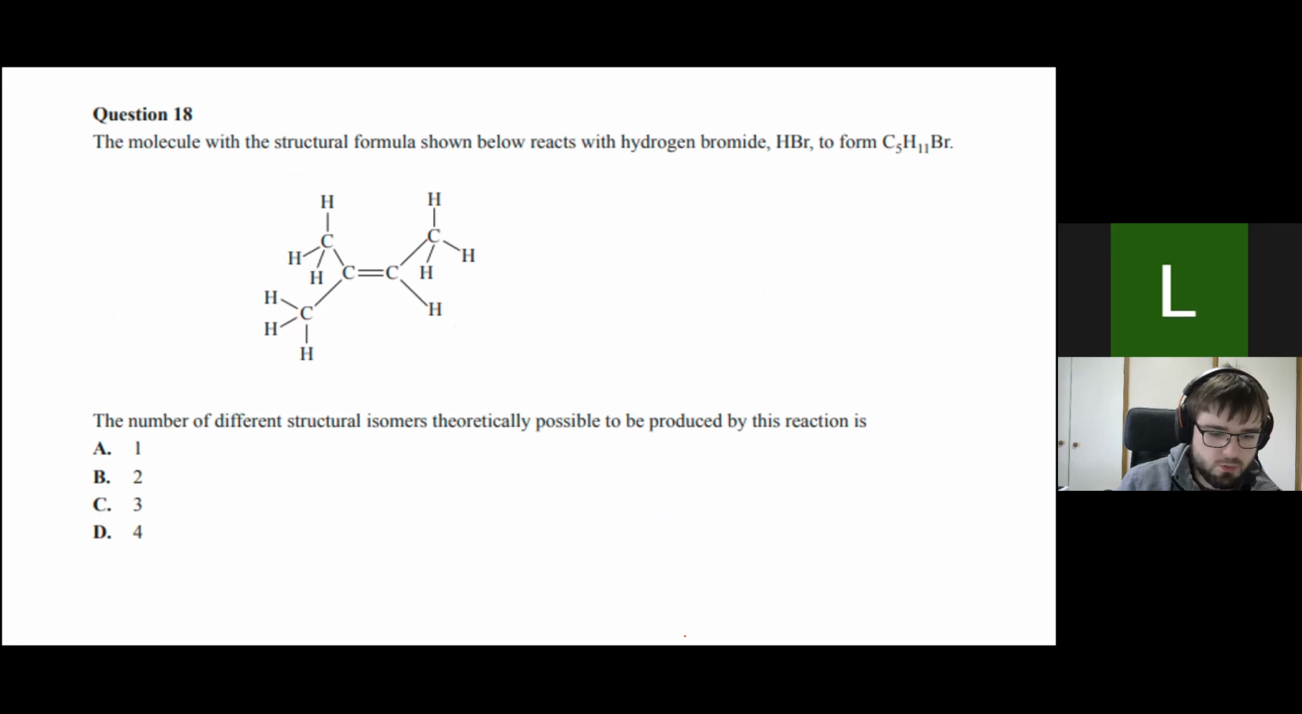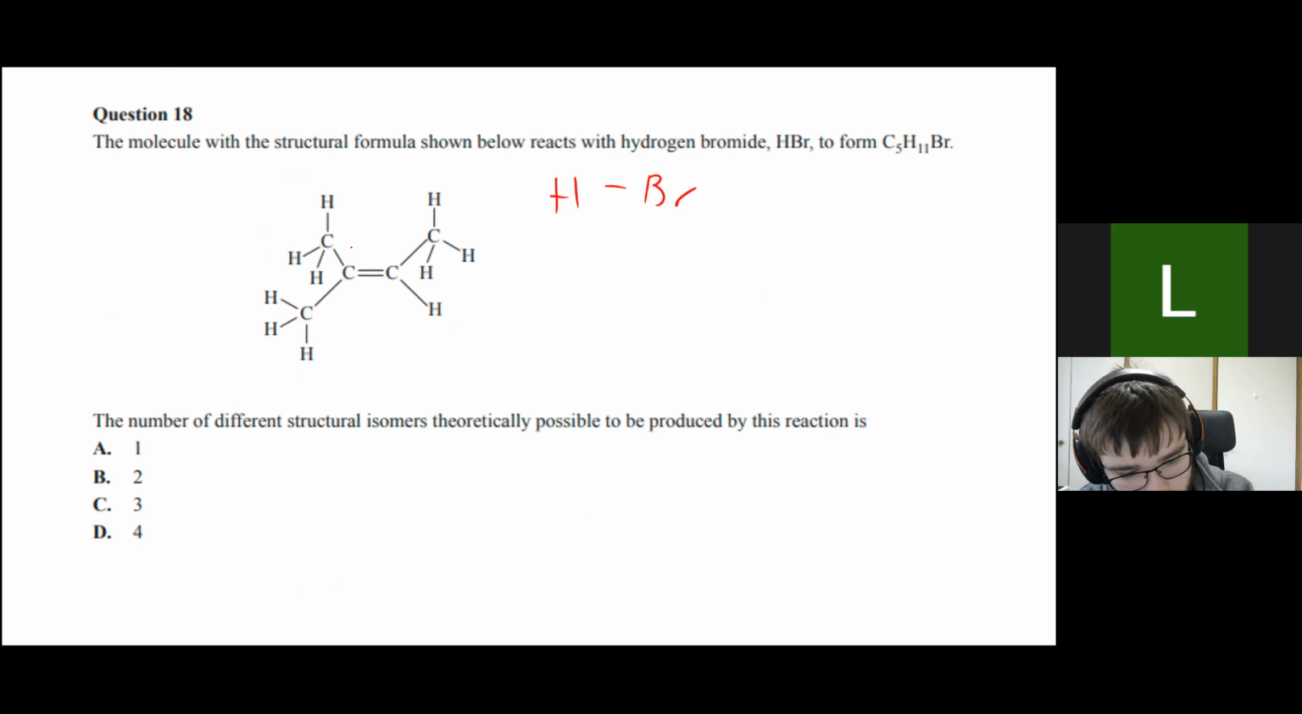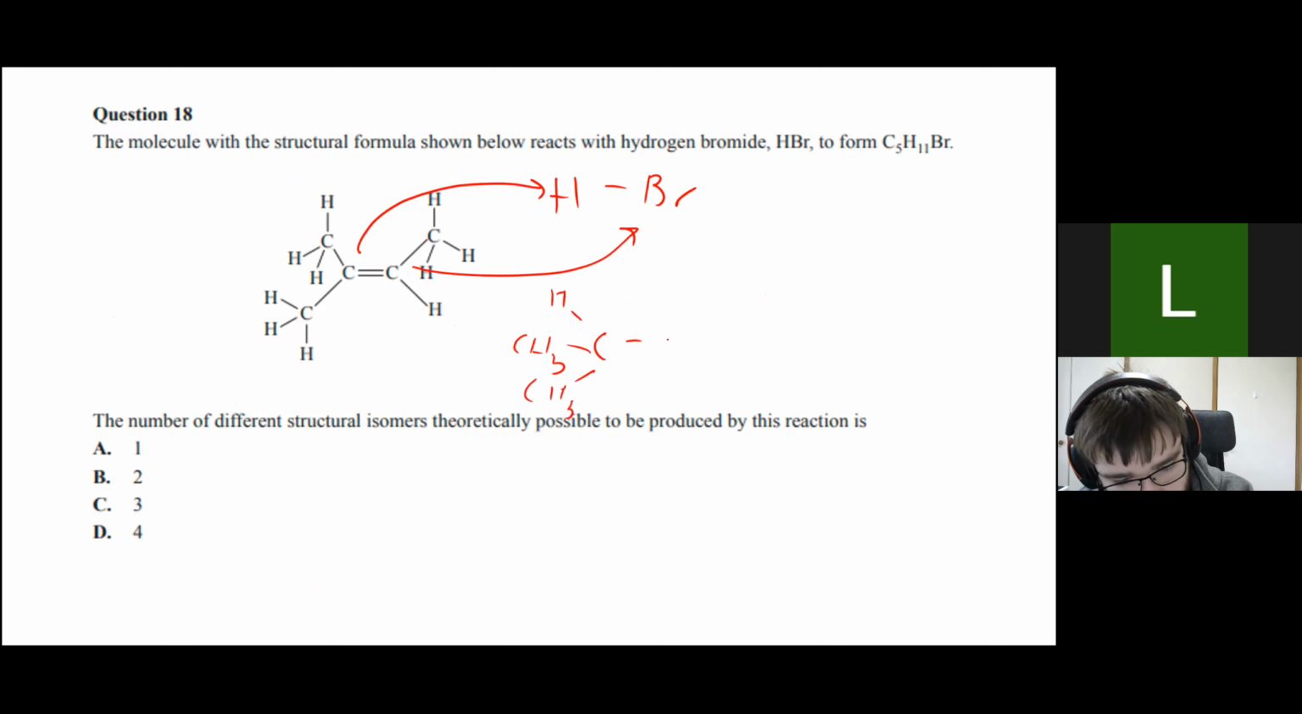The molecule with the structural formula below reacts with hydrogen bromide. How many different structural isomers can we get here? Well, basically we're getting HBr, and this is going to be an addition reaction. So the H can go on one side and the bromine on the other, in which case we'll get H, CH3, CH3, and then the other side will go to bromine, CH3.